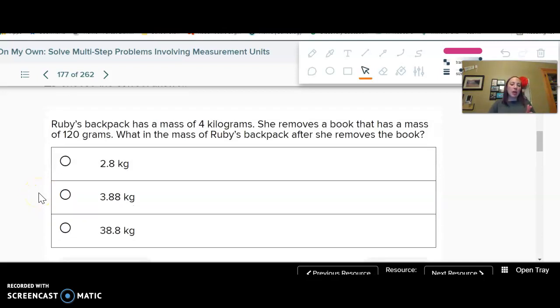Ruby's backpack has a mass of 4 kilograms. She removes a book that has a mass of 120 grams. What is the mass of Ruby's backpack after she removes the book?